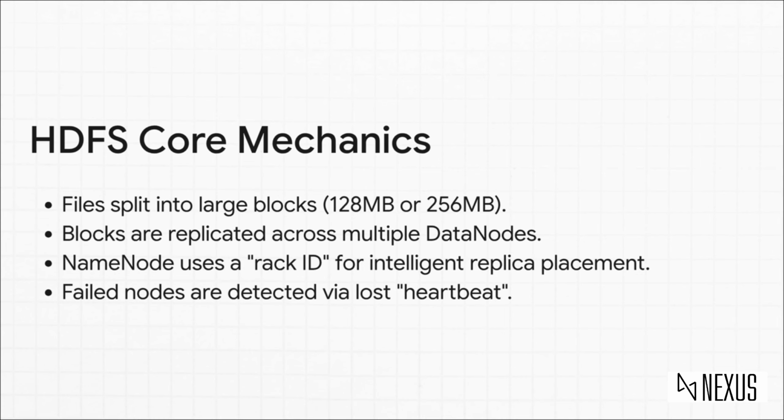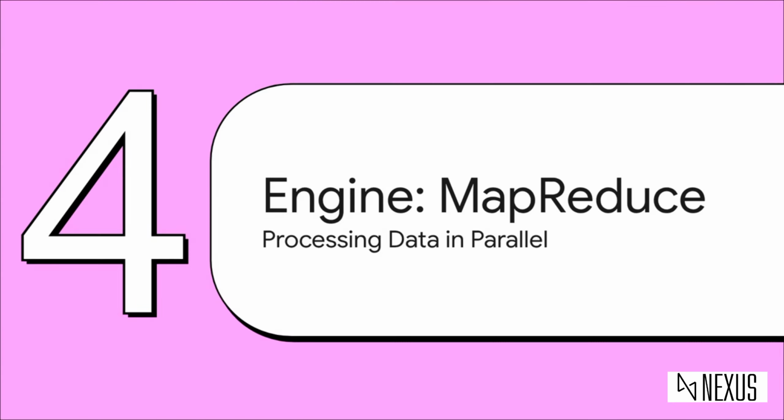And if a data node just stops sending its heartbeat, the NameNode just goes, okay, that one's gone, and automatically creates a new copy of its blocks on another healthy node. But just storing all this data, that's only half the story, right? The real point is to do something with it. And that brings us to Hadoop's computational engine, MapReduce. This is the part of the system that actually analyzes all that data sitting in HDFS.